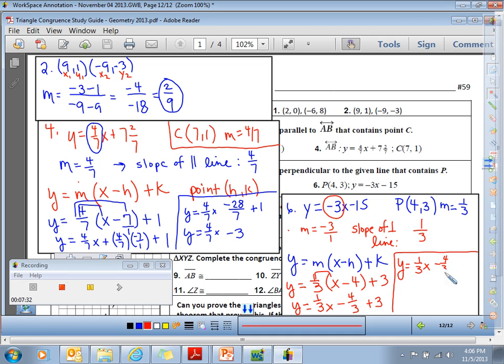So I have negative 4 over 3. I'm going to get a common denominator of 3. I'm adding 3 over 1. So the common denominator would be 3. 1 goes into 3 three times. 3 times 3 is 9. So negative 4 plus 9 will be 5 over 3, positive 5 over 3, or you could say 1 2/3. So y is equal to 1/3 x plus 1 2/3.